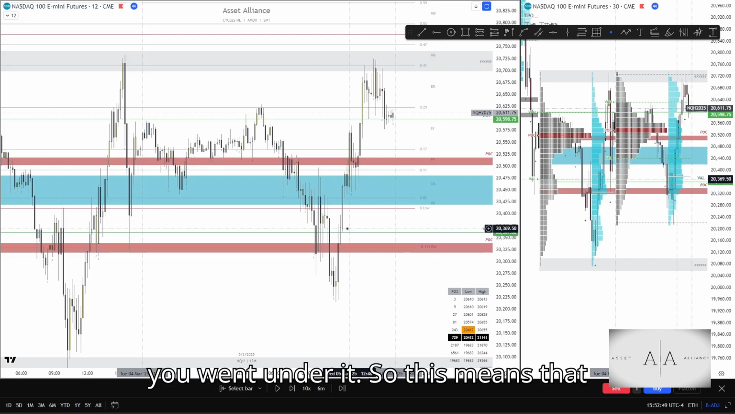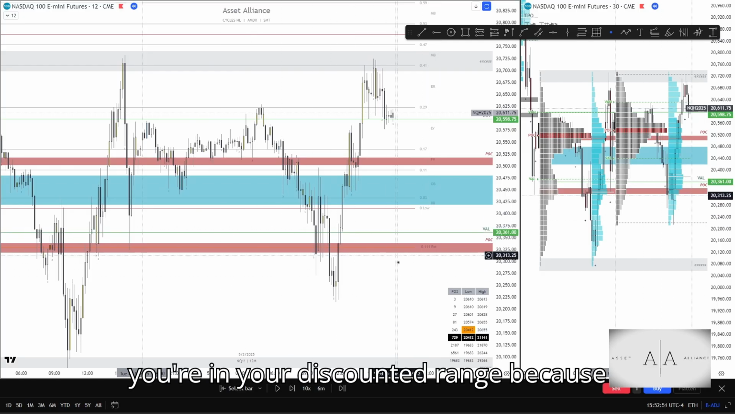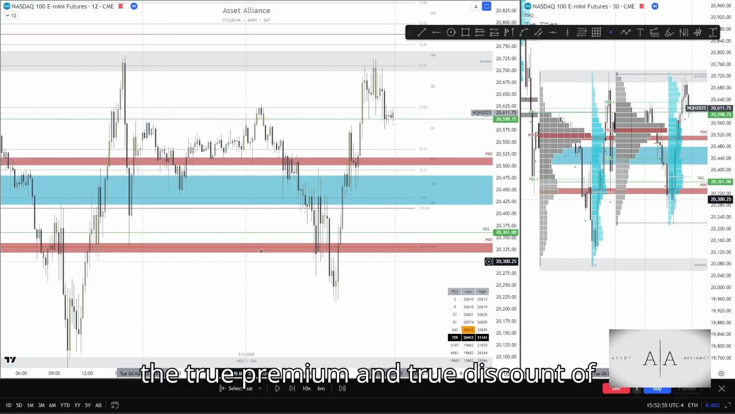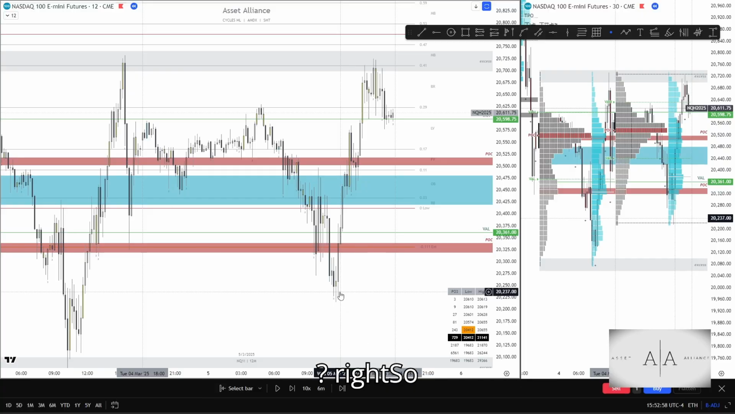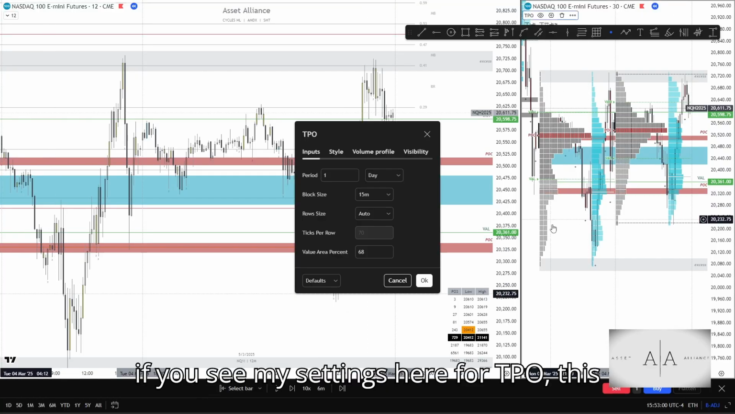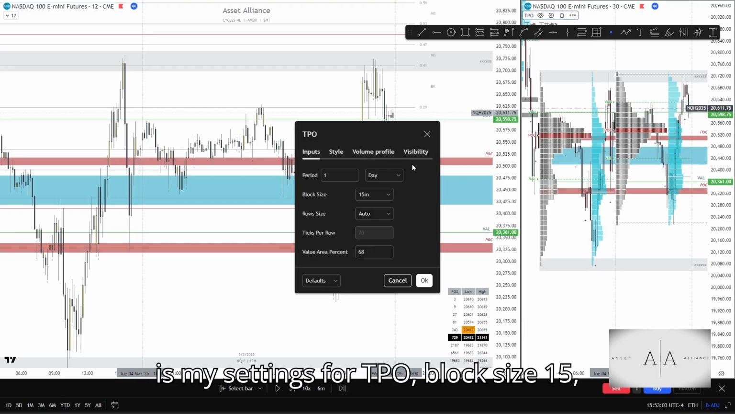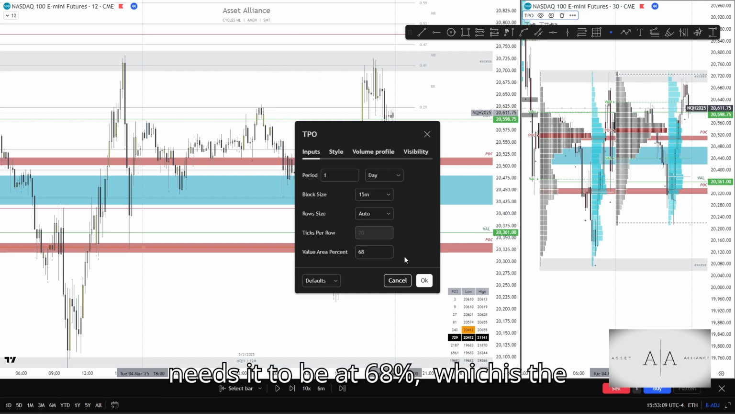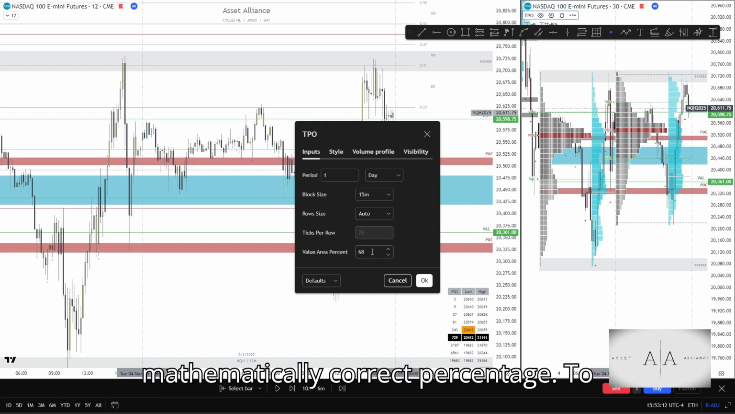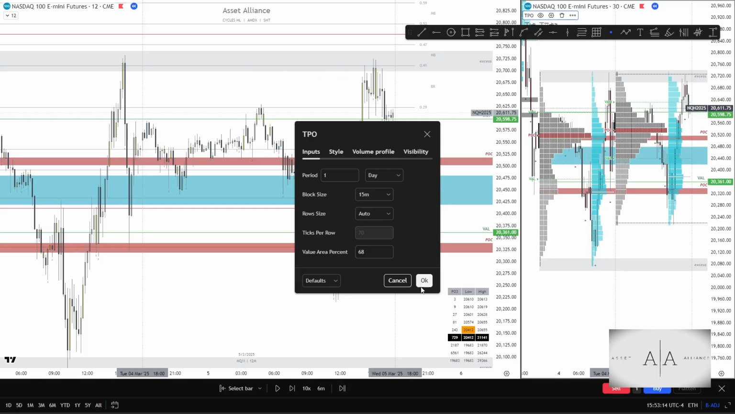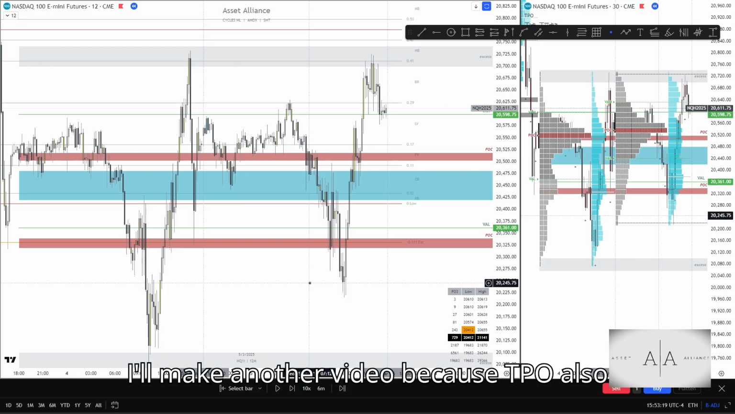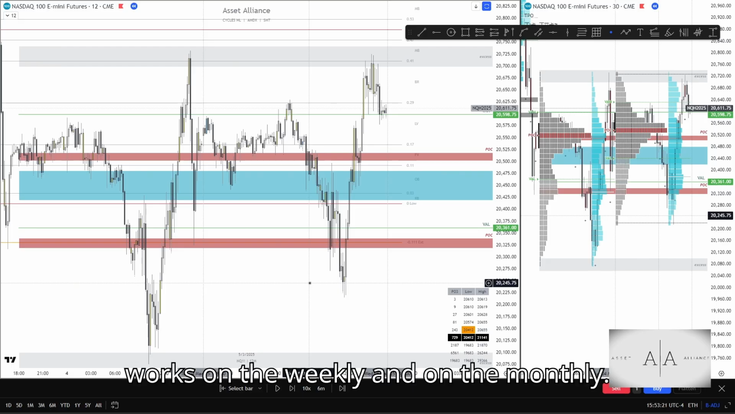Value area low, you went under it, so this means that you're in your discounted range, because value area high and value area low are the true premium and true discount of your range. They're at 68%, right? So if you see my settings here for TPO, block size 15, auto row size, and my value area percent needs to be at 68%, which is the mathematically correct percentage to use for TPO. Now we're only looking at the daily, but I'll make another video because TPO also works on the weekly and on the monthly.